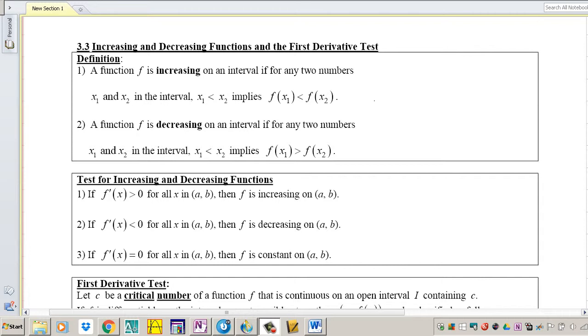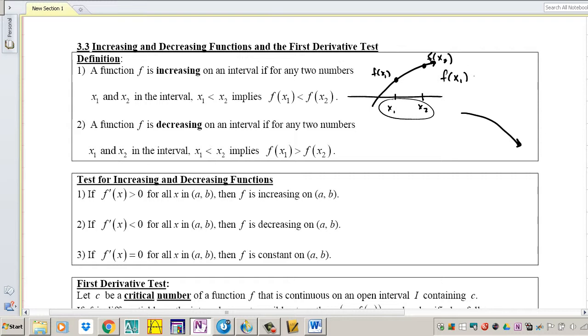Increasing is when a function goes up from left to right, and decreasing is a function that goes down from left to right. So if you have any two x values, for example x2, x1, their corresponding y values, for example f of x2, f of x1. If you choose any of these two x values, in order for it to be increasing, that means that f of x1 must be less than f of x2. And that is what this definition is trying to say.